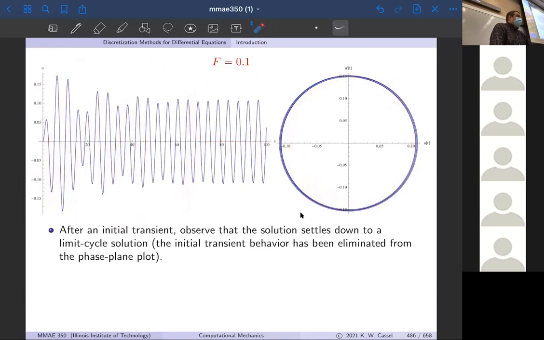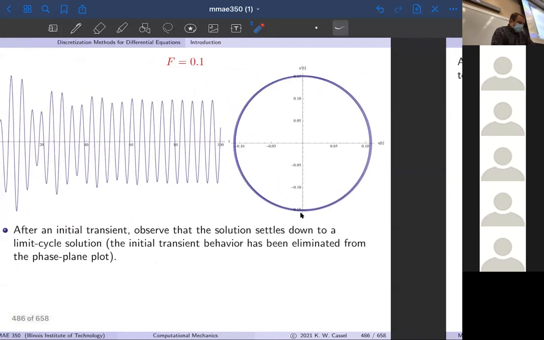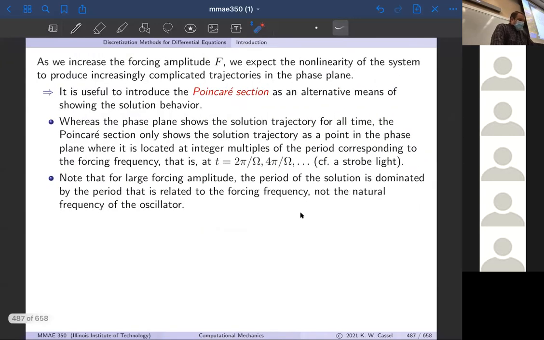All right, well, that was oversold. Let's increase F a little bit more. To do this and to illustrate the solutions, I'm going to introduce another way of looking at the solution. That's called the Poincaré section.